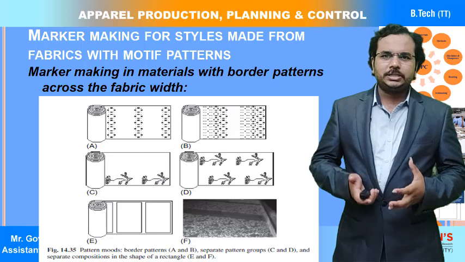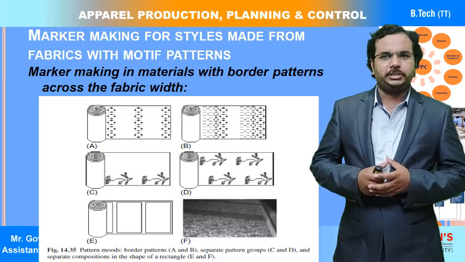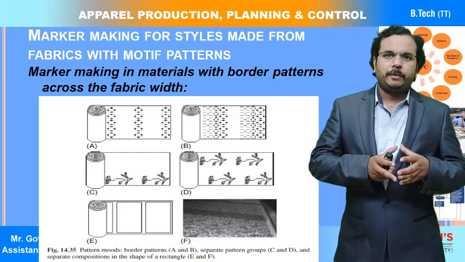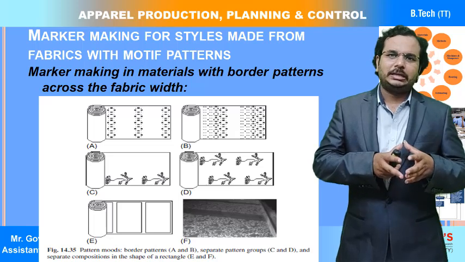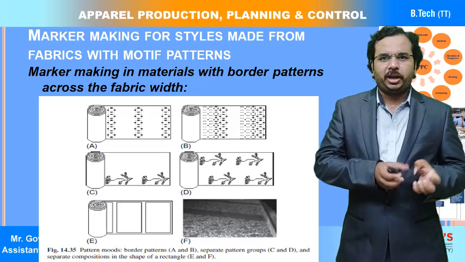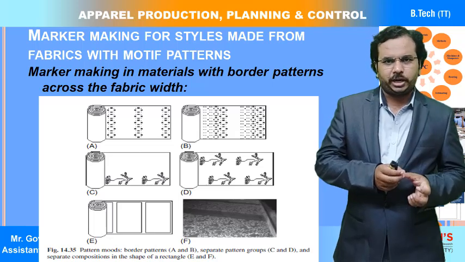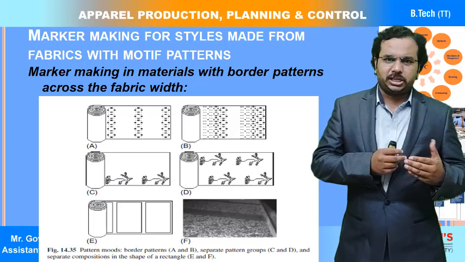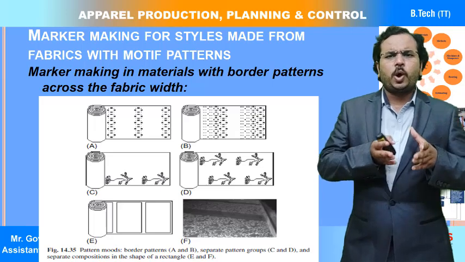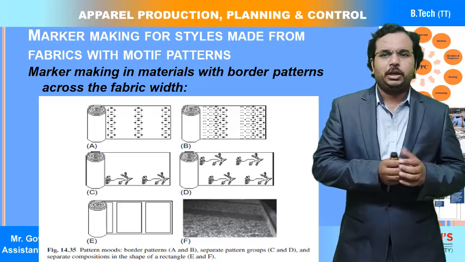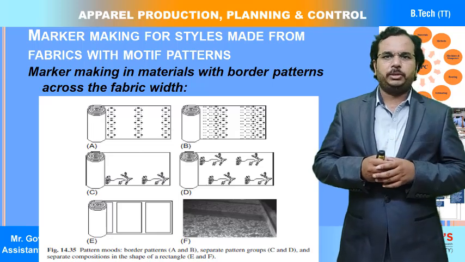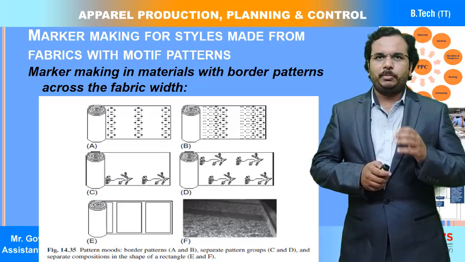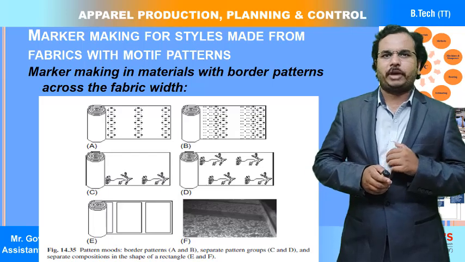And if you consider the printed designs of the fabric, till now what we have discussed is the fabric patterns or fabric styles, that is, symmetrical stripes in the warp direction as well as the weft direction, asymmetrical patterns in the warp and weft directions, symmetrical checks and asymmetrical checks. So we have seen all of that in the structure of the fabric. Now if you have fabrics with printed designs, how is marker making done? For example, the border design: marker making in material with border patterns across the fabric width.